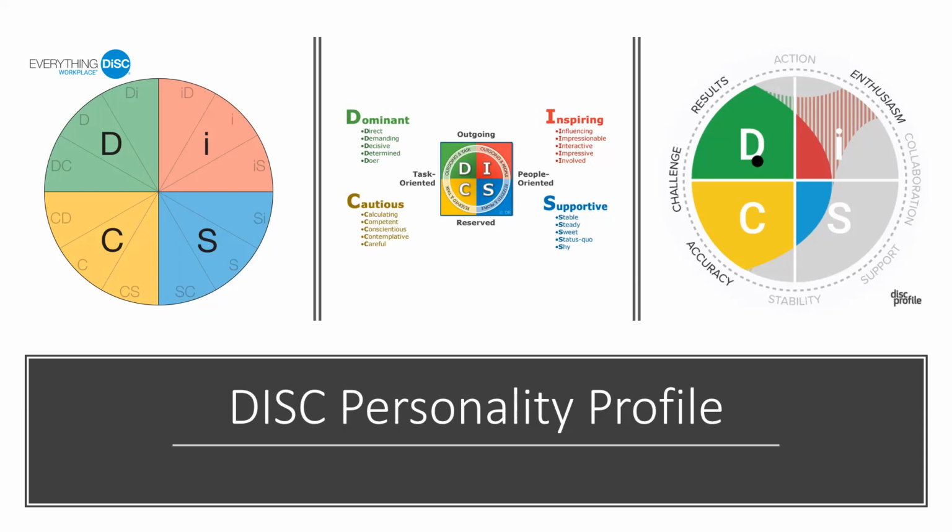And it shows us again the interaction. We have our D. Again, results oriented. They tend to challenge as well. They're action oriented. We move over to our I. I is also very action oriented. They're enthusiastic. They like to collaborate because they're people oriented. We move over then to our S. They also like to collaborate. They're more of the support. They tend to bring stability. We move over to the C.